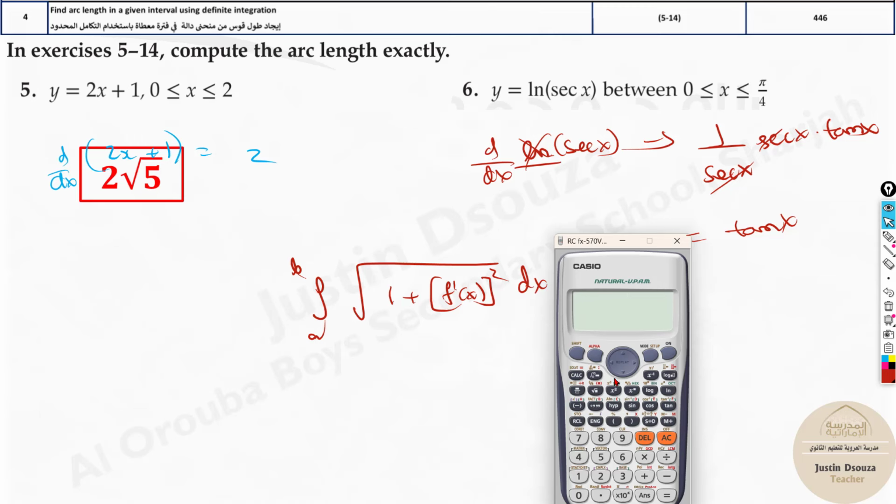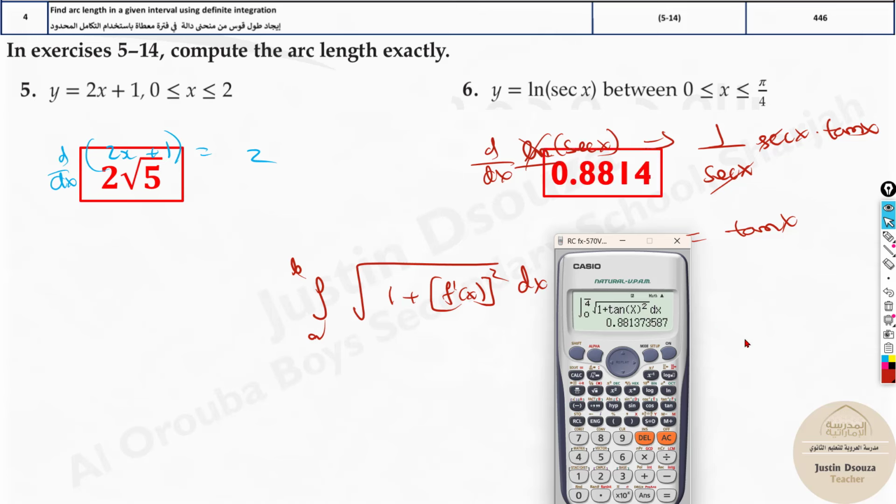Same way over here, integral, what is the derivative? Square root of 1 plus tan x, and then square it up. Don't forget to square it up. You can put a bracket or be careful, properly square it. And then the limits are given as 0 and pi by 4. So over here, don't write in degrees, write in pi by 4. Don't forget to change the mode to radian. Shift mode and 4, that is radian.